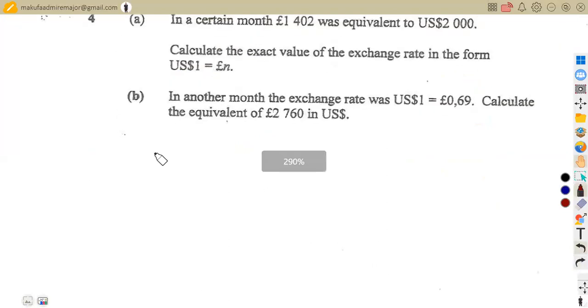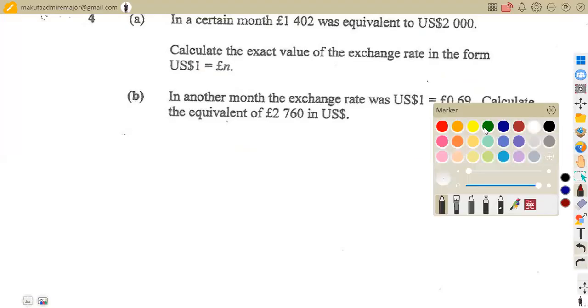Question number 4, we are given, sorry, let's check here. All right, sorry for that. I want to change this part here.